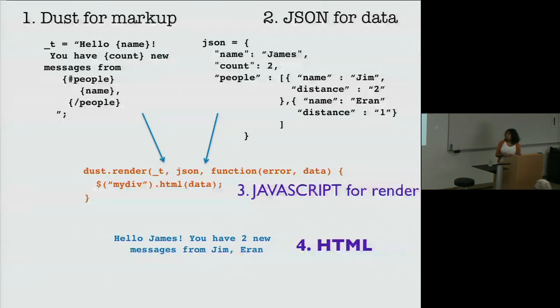And then there's the JavaScript part. The JavaScript part is the one that ties these two things together, the JSON that you have for data and the markup that you have. It ties both of them together, and then you have something to render. And the 4th step is when you render, using that function called dust.render, you end up creating HTML. So that's the basic crux of Dust. Nothing fancy, no rocket science here. It's converting some piece of markup to actual HTML using JavaScript.